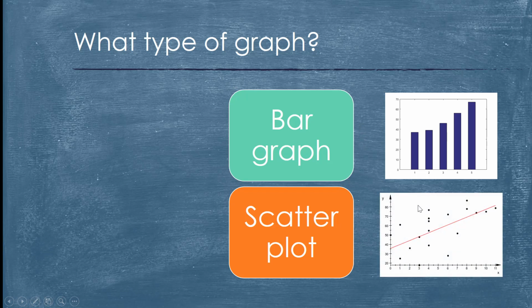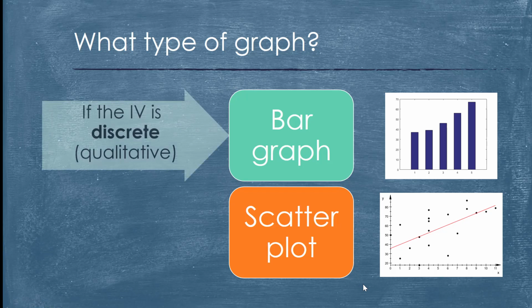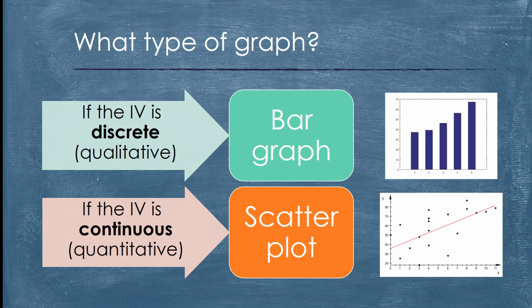It can be confused for a line graph because there's a line, but it's a little bit different. This time it's a line of best fit, and note that it's not going through the points, right? It's just showing where it's generally going. Anyway, which one do you use? Well, there is a very simple rule as well, and it's this: if your independent variable is discrete, use a bar graph. If your independent variable is continuous, use a scatter plot.